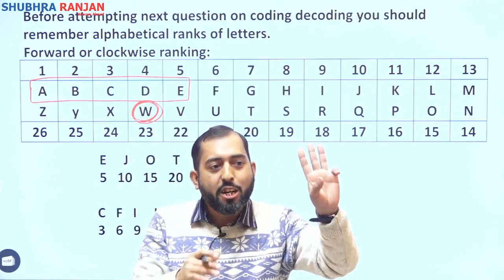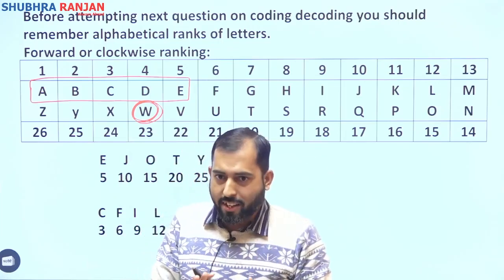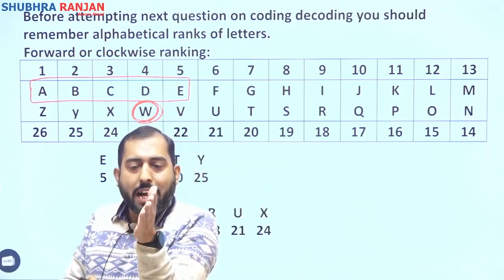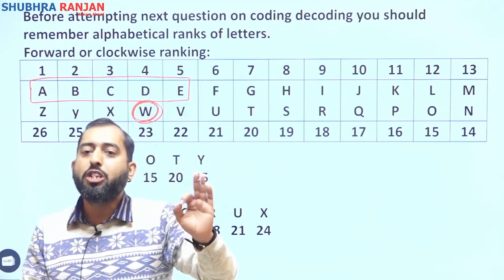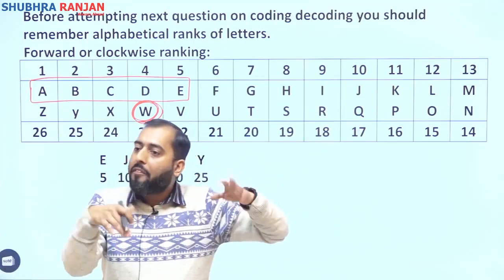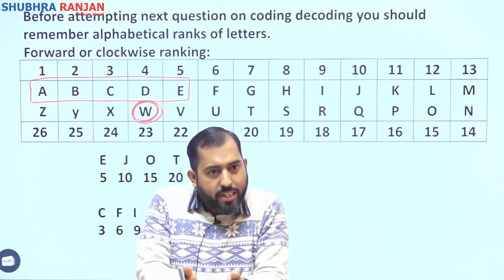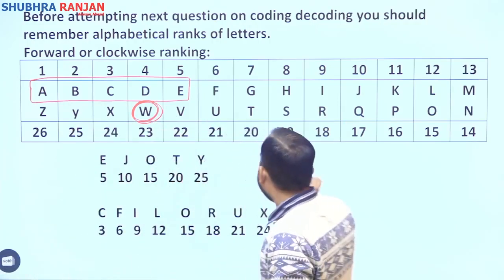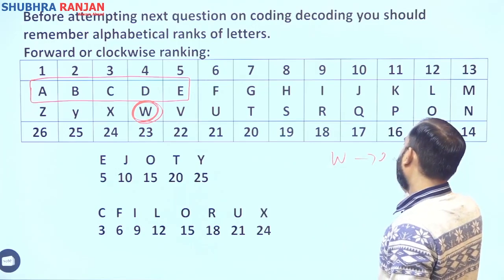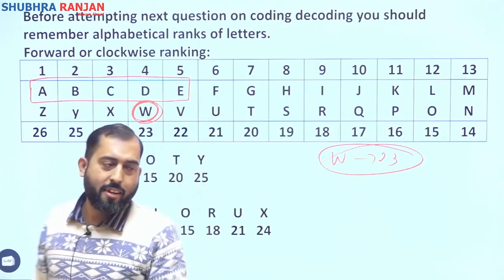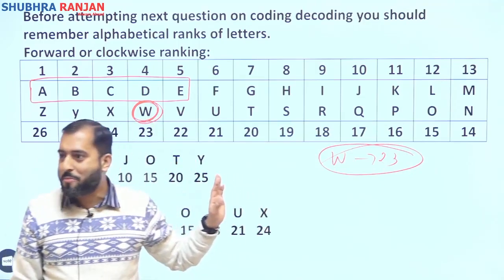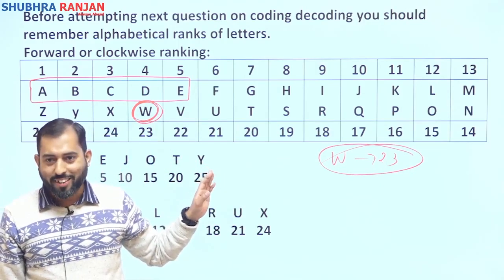I don't think I need to remember its position. C is very easy. Next 3 will come in 13. 13 is the positioning of M. After that, next 3 is 23. So W is 23. Okay, I hope this is clear to everyone. Any doubt over here? No?